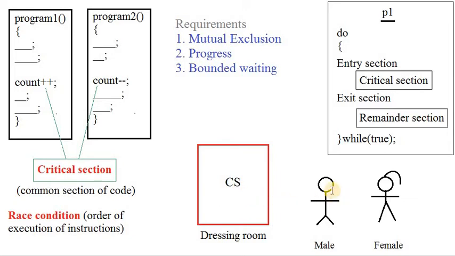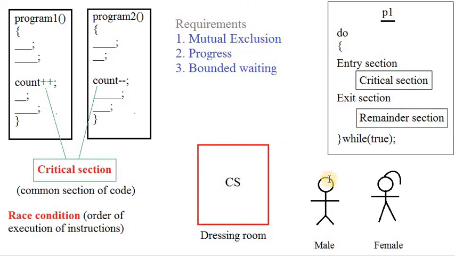Let us take two persons here. One is male and another one is female. So two persons are there actually, right? Suppose these two persons want to enter into the dressing room. What should happen? So let us try to execute mutual exclusion first.